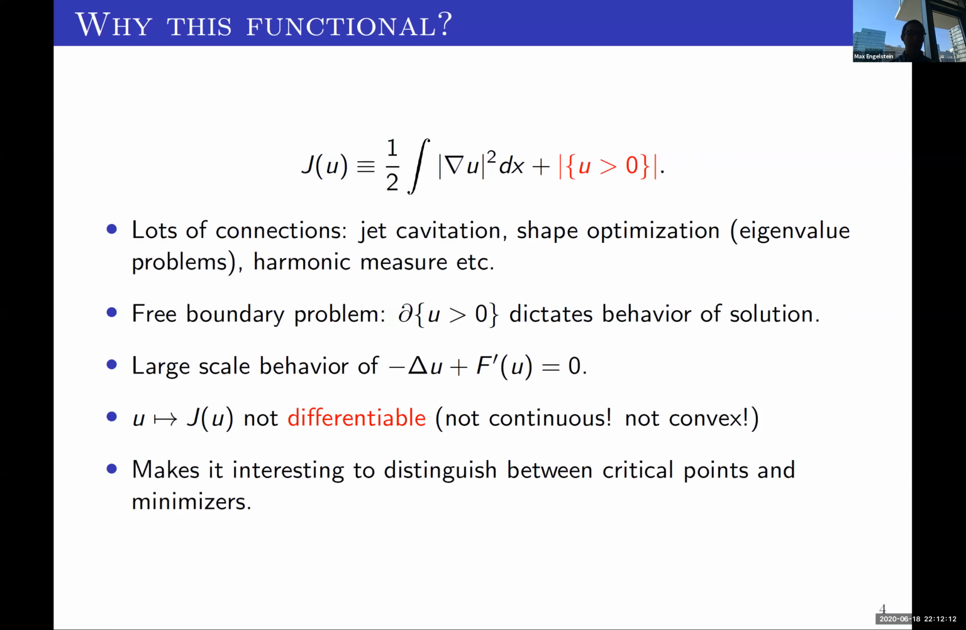And this fact that it's not continuous or convex means that it's interesting to distinguish between critical points and minimizers. Contrast this with, say, the obstacle problem, which if you've been following this series of talks, you've seen some talks on. In the obstacle problem, every critical point is a minimizer, but here there are critical points which are not minimizers. And so that makes it sort of interesting to distinguish between variational versus PDE approaches to certain problems.